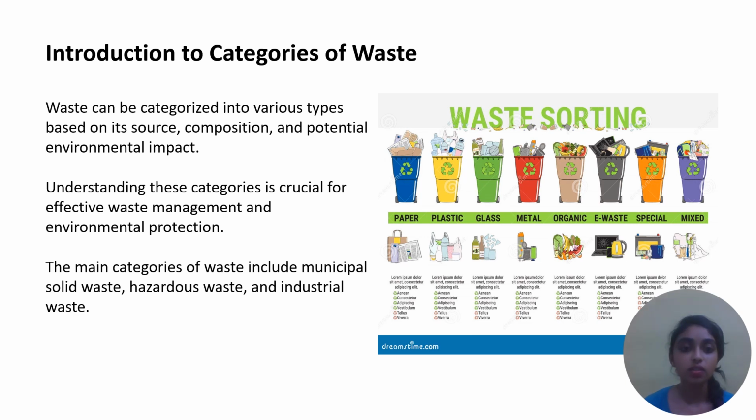Introduction to categories of waste. Waste can be categorized into various types based on its source, composition, and potential environmental impact. Understanding these categories is crucial for effective waste management and environmental protection. The main categories of waste include municipal solid waste, hazardous waste, and industrial waste. Waste sorting can be done by paper, plastic, glass, metal, organic, e-waste, special and mixed.